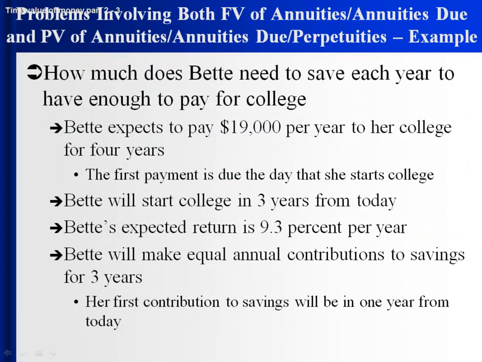So let's take a look at an example. How much does Beth need to save each year to have enough to pay for college? Well, she's going to pay $19,000 per year to her college for 4 years. The first payment's due when she starts college, and she starts college in 3 years. So she's going to need 19,000 in 3 years, 4 years, 5 years, and 6 years. She expects a return of 19.3%.